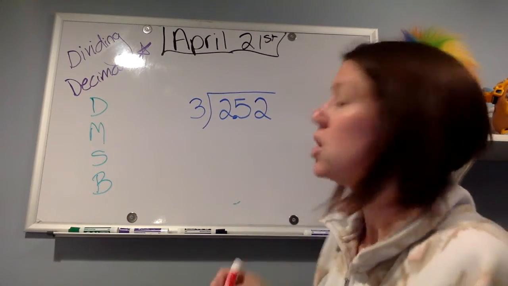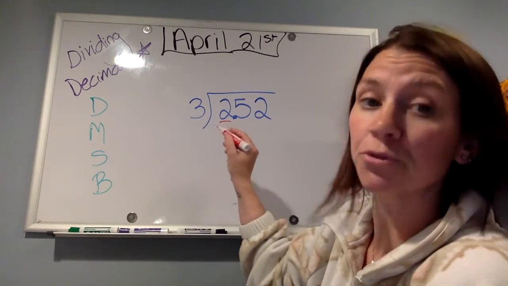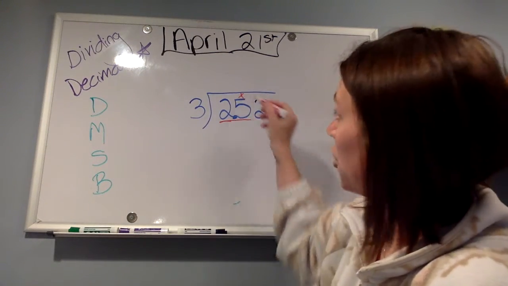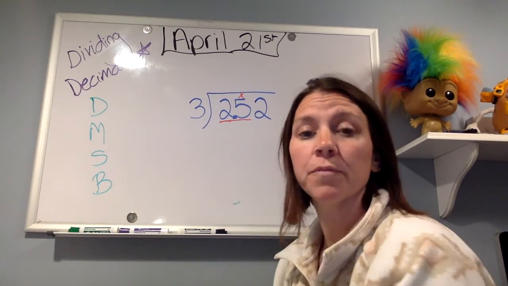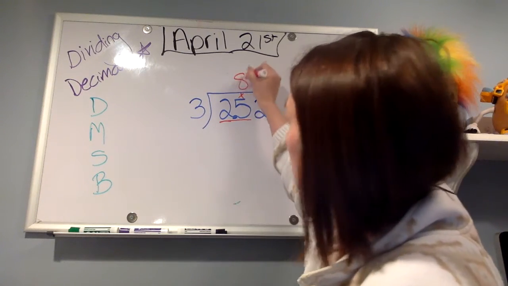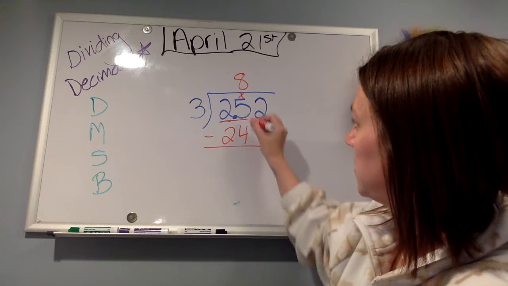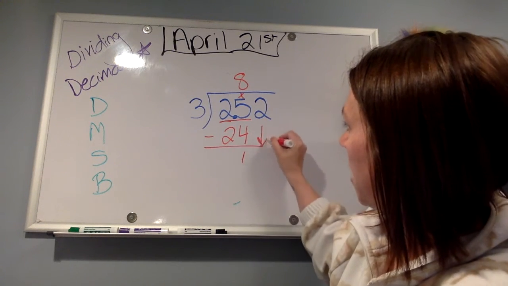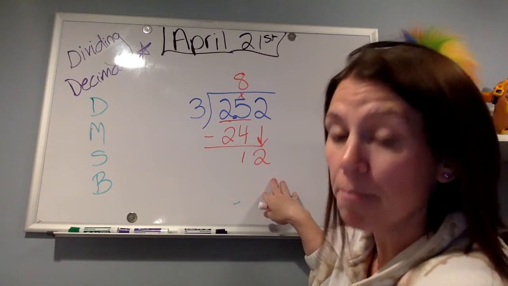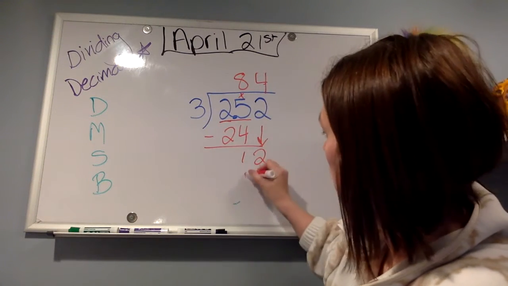All right. Does 3 go into 2? Nope. Does 3 go into 25? Yes. So I'm starting my answer over the 5. So 3 goes into 25 8 times because 8 times 3 is 24. Now we subtract and we bring down. We start over. Does 3 go into 12? Yep. How many times? 3 goes into 12 4 times. 4 times 3 is 12.